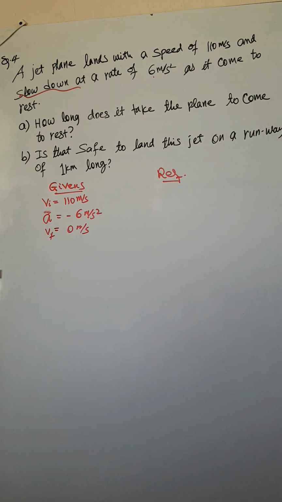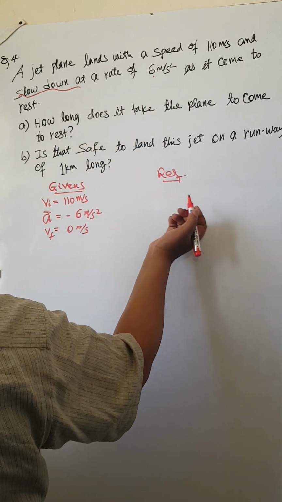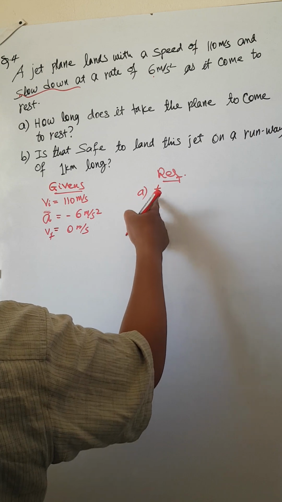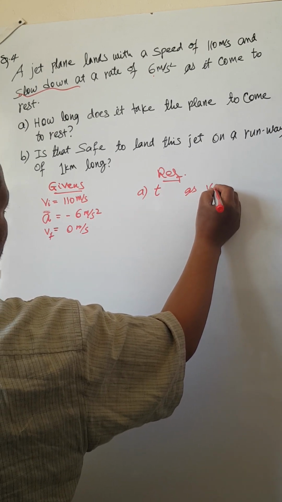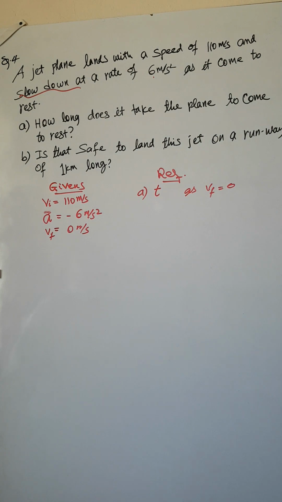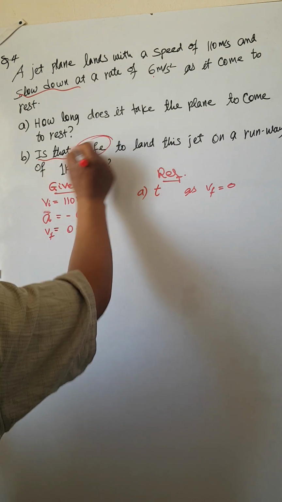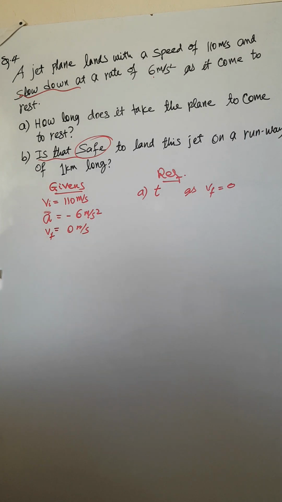Then the requirements are: how long does it take the plane to come to rest? A, the time required, t, as the plane comes to rest. And question B, is it safe to land this jet on a runway of 1 kilometer?